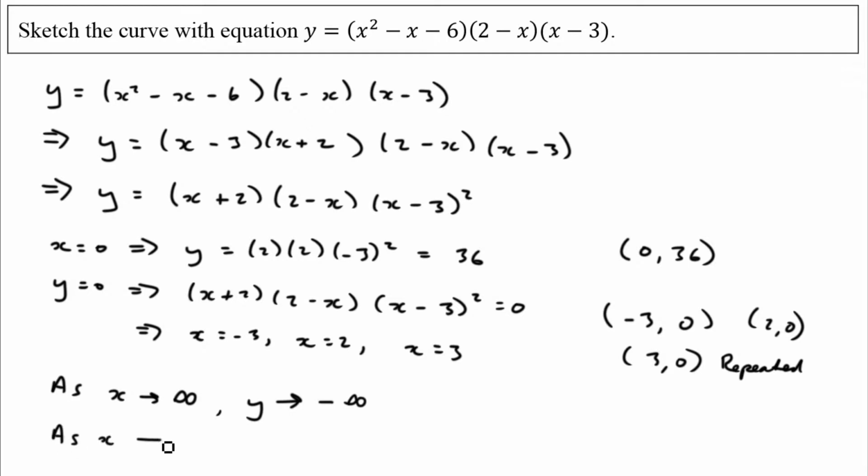As x tends to negative infinity, what about y on this occasion? The first bracket will be a large negative number, the second one will be a large positive number, and once again this last piece is being squared, so that will be positive. Negative times positive times positive, that's also going to be a very large negative number. So we will have a graph which starts off down at the bottom left and finishes down at the bottom right.